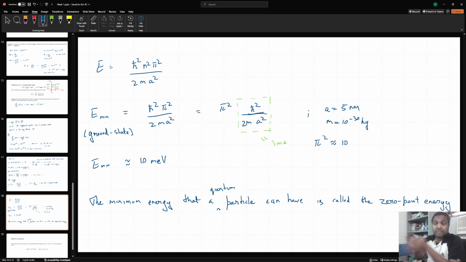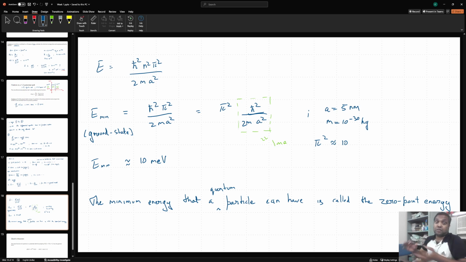And this is a very important consequence of quantum confinement. Whenever I'm confining a quantum system, it can no longer have zero energy. It needs to have a finite non-zero energy to exist in that system. And that is a direct consequence of the Heisenberg uncertainty principle. And that energy is referred to as the zero point energy. Now you can ask, where does this energy come from?